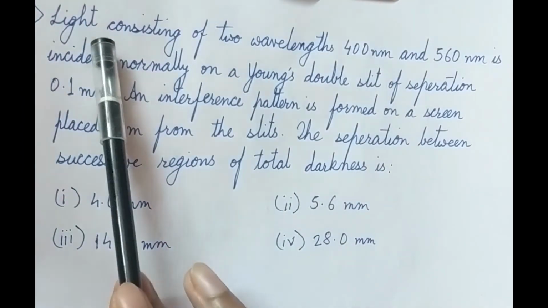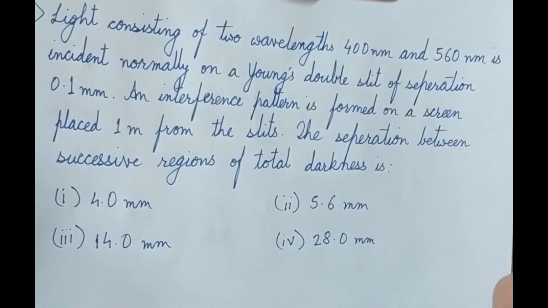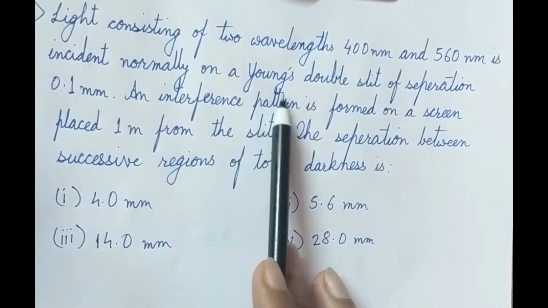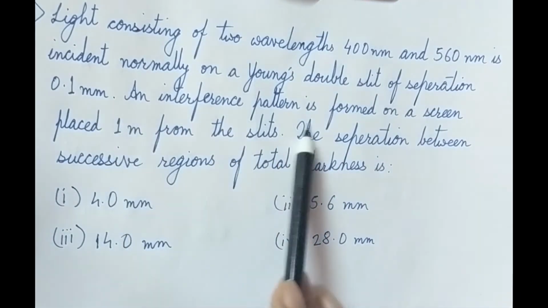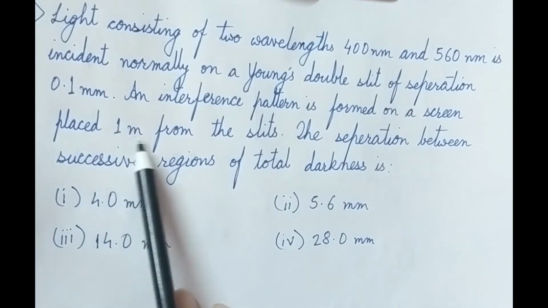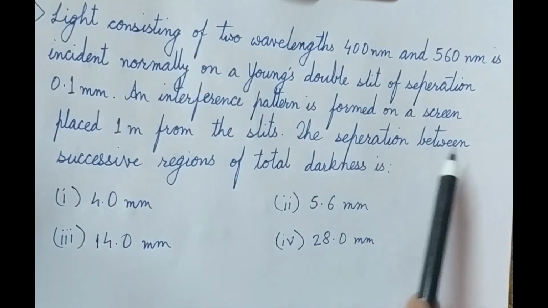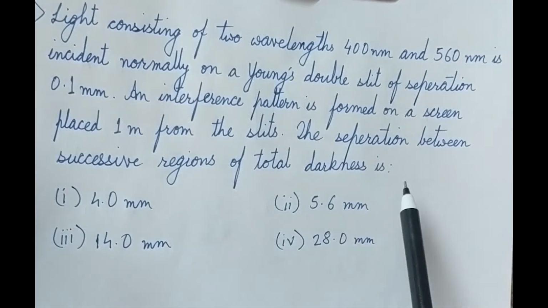In this it says that light consisting of two wavelengths 400 nanometer and 560 nanometer is incident normally on a Young's double slit of separation 0.1 millimeter. An interference pattern is formed on the screen placed 1 meter from the slits. The separation between successive regions of darkness is.